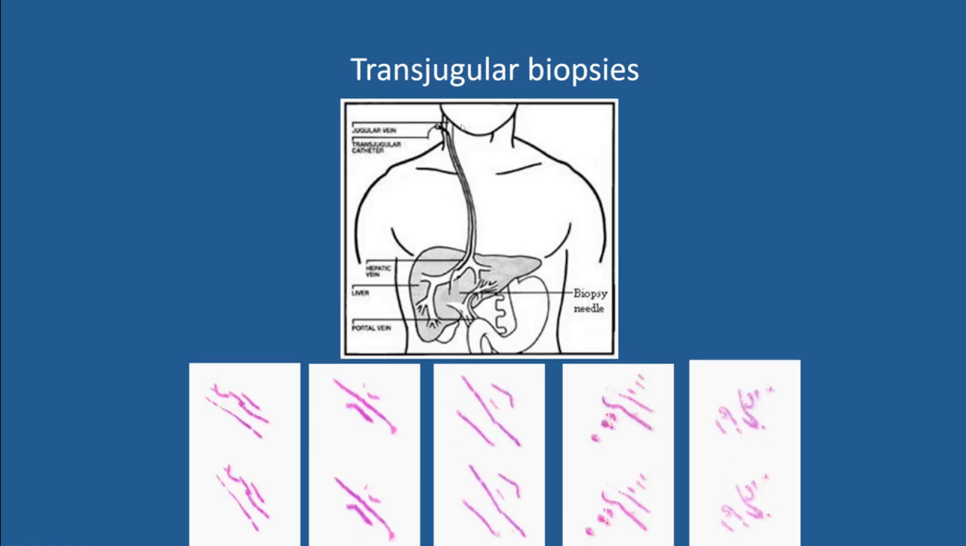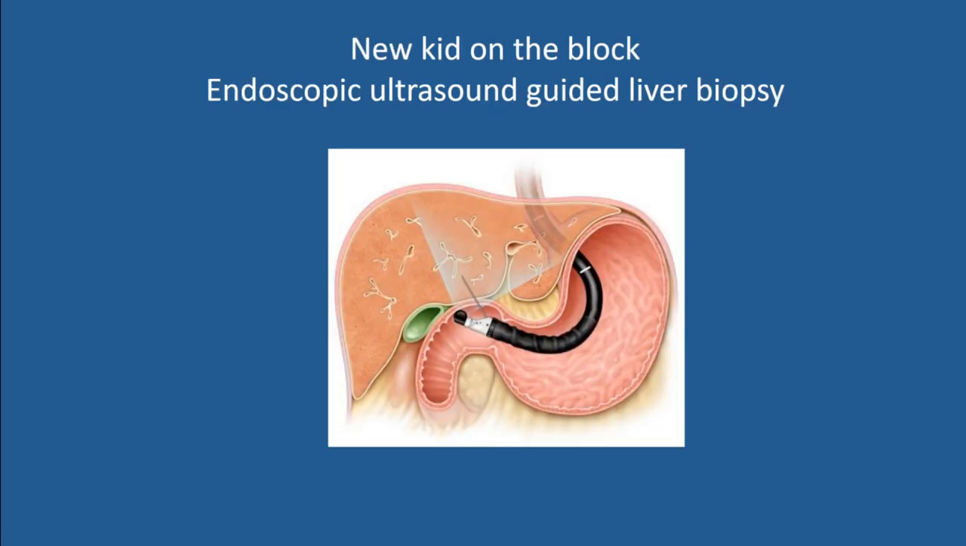And when we have transjugular liver biopsies, the technique has improved massively over the decades so that we get cores that are quite equivalent to those of percutaneous liver biopsies. These are all examples from our daily practice. Now, here is a new method of getting liver biopsies that is becoming more and more popular. And this is the endoscopic ultrasound guided liver biopsy.